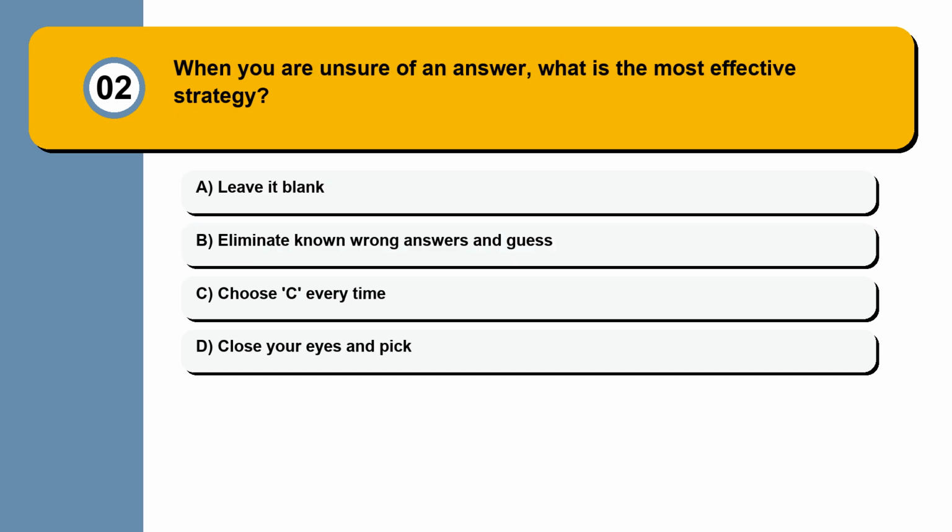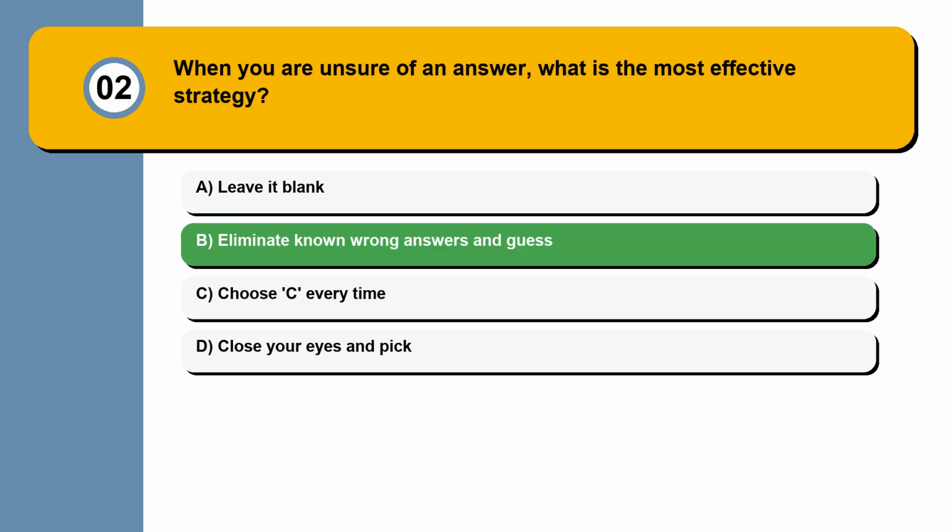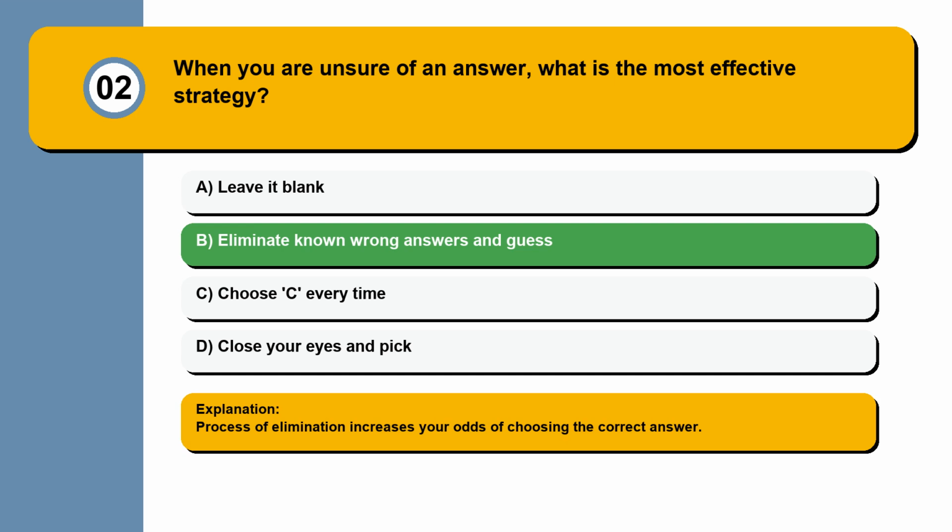Question 2. When you are unsure of an answer, what is the most effective strategy? Leave it blank. Eliminate known wrong answers and guess. Choose C every time. Close your eyes and pick. Process of elimination increases your odds of choosing the correct answer.